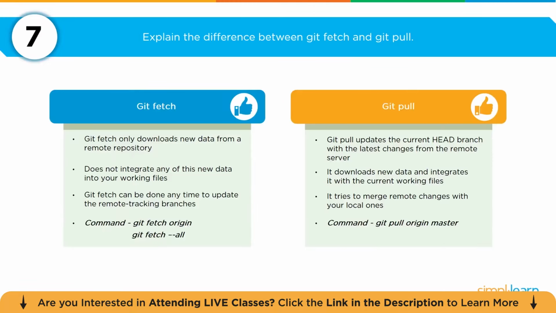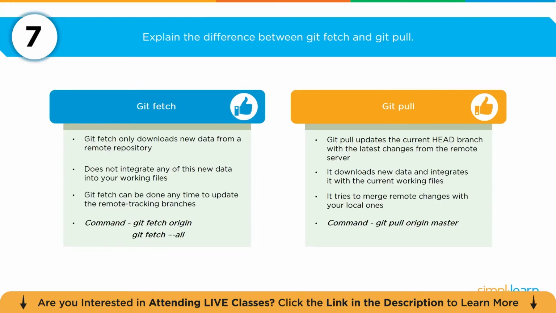So there are two ways of being able to get files from a Git repository, and you're going to be asked to explain the difference between Git fetch and Git pull. Git fetch allows you to fetch and download only new data from a remote repository. It does not integrate any of the new data into your working files, and it can be undone at any time if you wanted to break out the remote tracking branches.